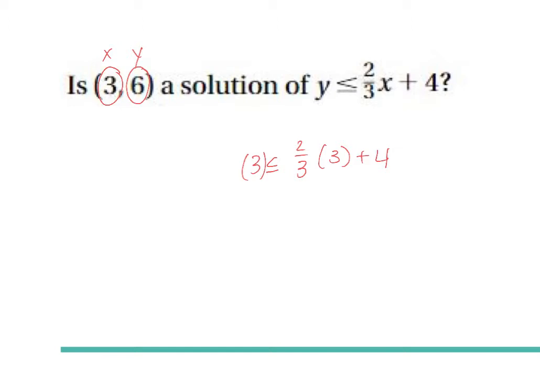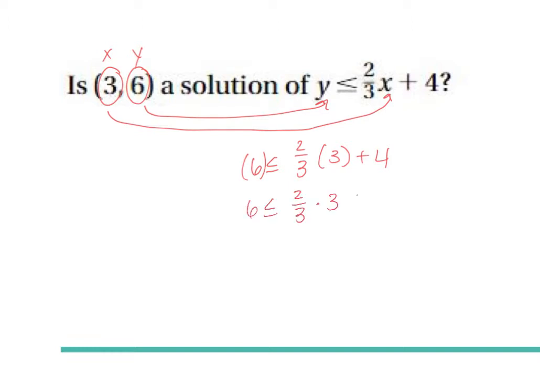On the other side. So instead of a 3 here, we need to have a 6, okay? Because remember, y was 6. So wherever we see y, we're plugging in 6. Wherever we see 3, we're plugging that in for x. Okay, so we've got 6 is less than or equal to 2 over 3 times 3 plus 4.